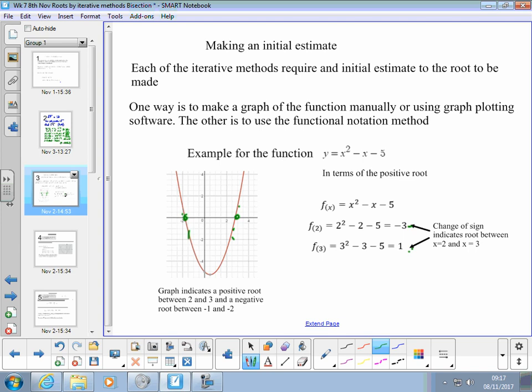In this case, if we say x is equal to 2, we get a result for that function of -3 down here. And if we put x is equal to 3, we get a value of 1 up there somewhere. So we now know that there's a root in that function between the values of x is equal to 2 and x is equal to 3. So that's our first estimate, that we've got a root between.